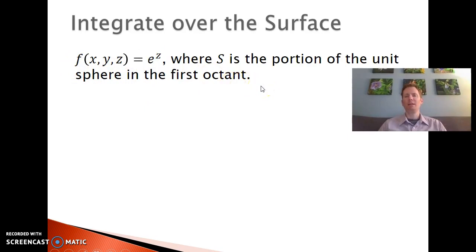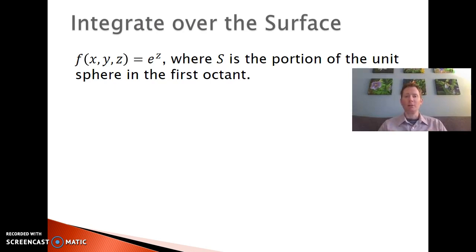So as we spoke about on the last slide, one way to interpret this is we're finding the mass of the unit sphere in the first octant if its density is given by the function e to the z. Before we can proceed, we need a parameterization for the unit sphere in the first octant.